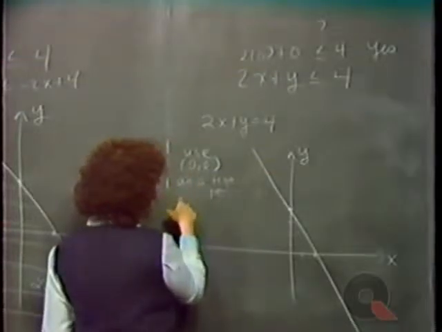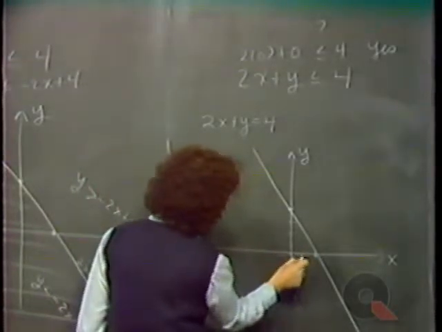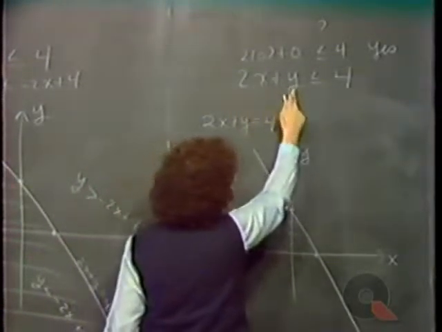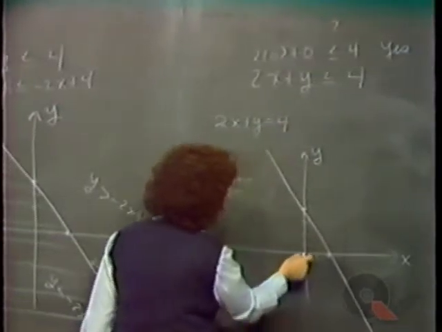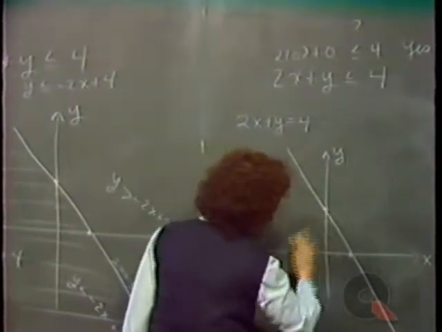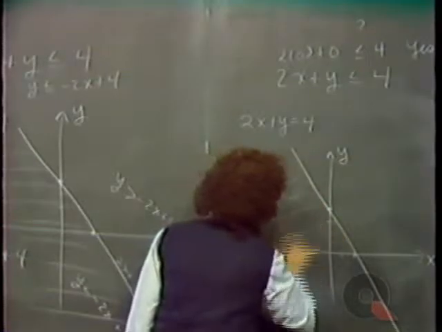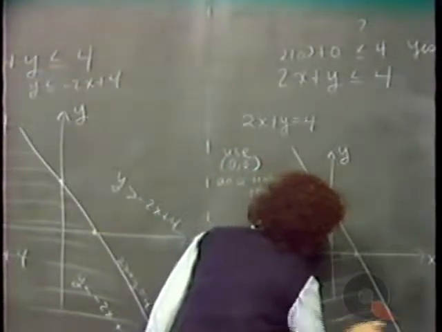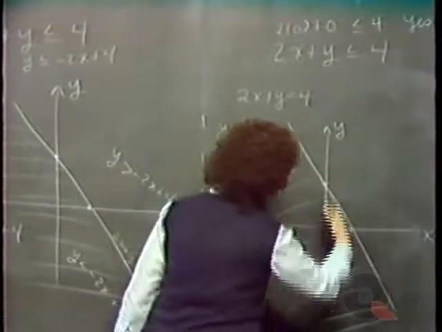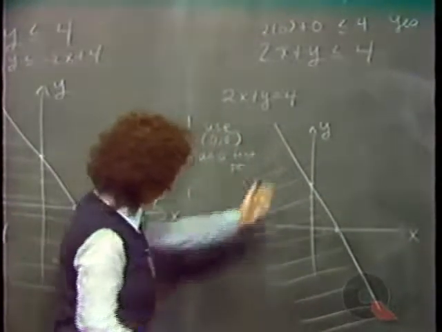So we took this point, which is over here. We saw that when you substitute in (0, 0), we do get a true statement. Therefore, (0, 0) should be on the correct side of the line, and all points on that side of the line would be part of the solution set. So we have the line and all points underneath it.